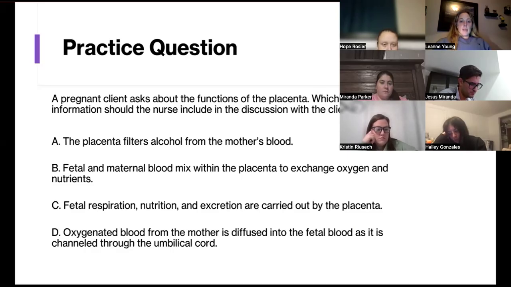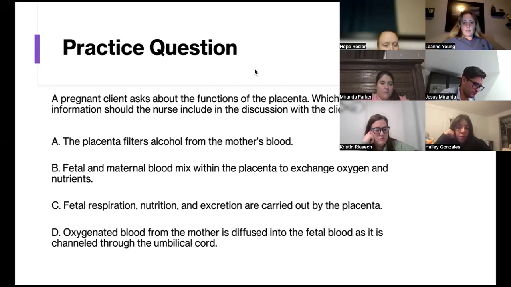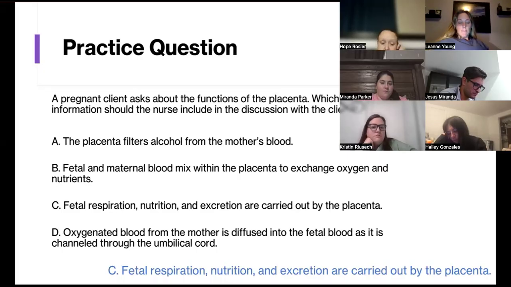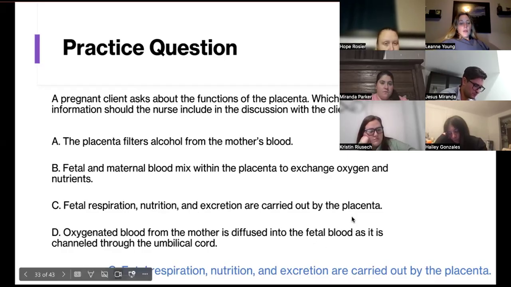A pregnant client asks about the functions of the placenta. Which items of information should the nurse include in the discussion with the client? Fetal respiration, nutrition, and excretion. C. Yep, so fetal respiration, nutrition, and excretion are carried out by the placenta. The placenta will not filter alcohol from mom's blood. Fetal and maternal blood mix within the placenta to exchange oxygen and nutrients. That is not true. And oxygenated blood from the mother is diffused into the fetal blood as it is channeled through the umbilical cord. That is also not true.